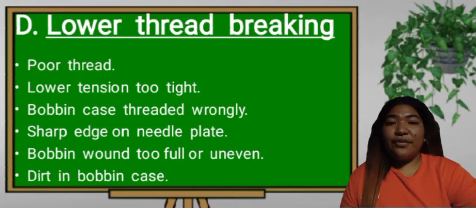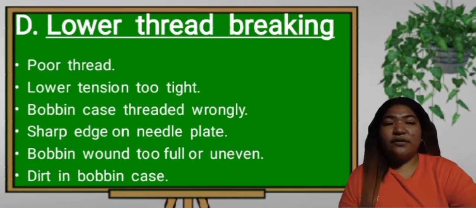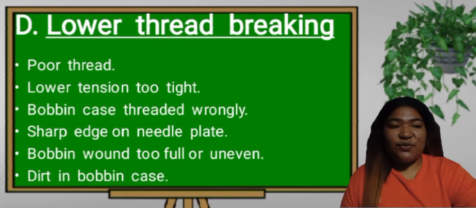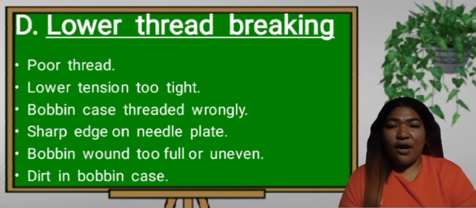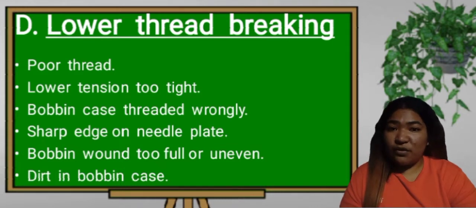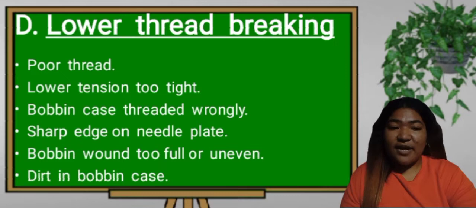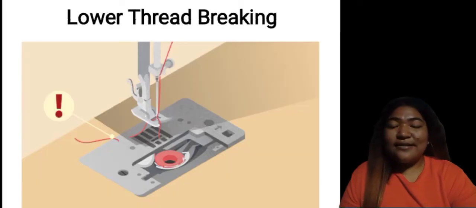Next is the lower thread breaking. Wrong thread tension and issues in the bobbin case make the lower thread break easily. Causes include: poor thread, the lower tension too tight, the bobbin case threaded wrongly, a sharp edge on the needle plate, the bobbin wound too full or uneven, and dirt in the bobbin case. So this is an example of the lower thread breaking.